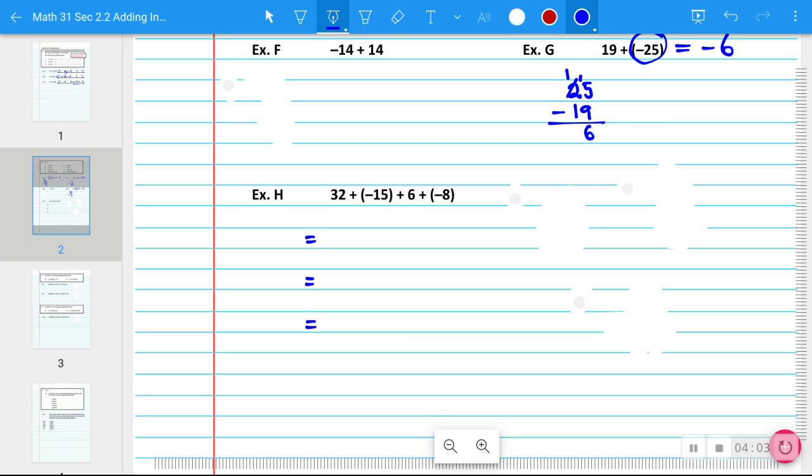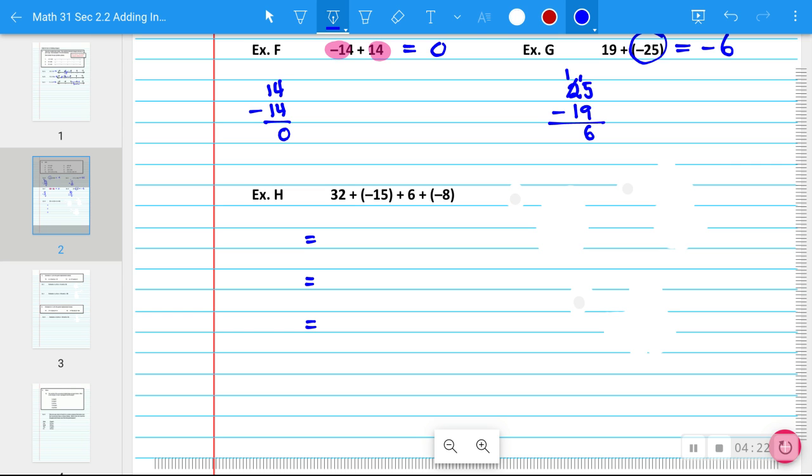Okay, 14 and -14 are opposite signs. One's negative, one's positive. So we are going to subtract, and you get 0. Now here's the only case where you don't have to worry about the sign, because 0 is neither positive nor negative. It's just 0. It's neutral.